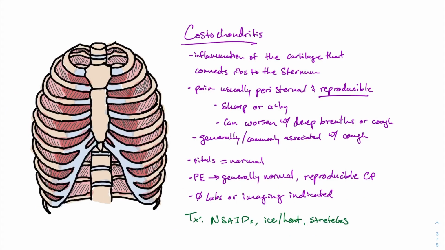So in costochondritis, you have inflammation of the cartilage that connects the ribs to the sternum. So this blue-ish area right here is that cartilage that connects the ribs to the sternum. And so with costochondritis, you typically will have pain adjacent to the sternum, so right next to it. So what are some of the things that cause costochondritis? Well, things that will make that area sore generally.